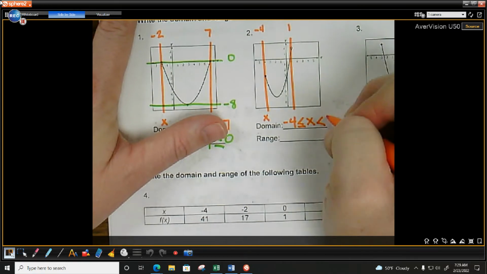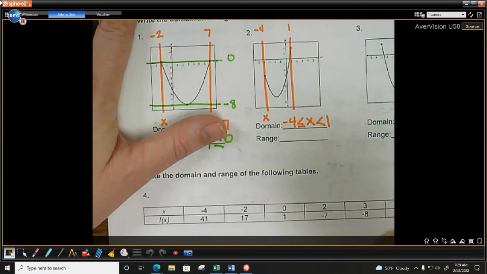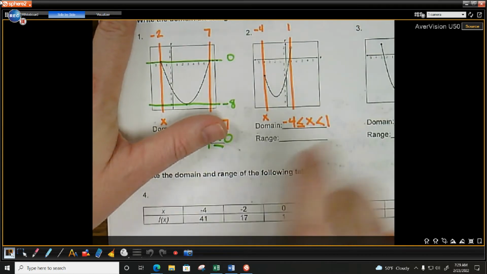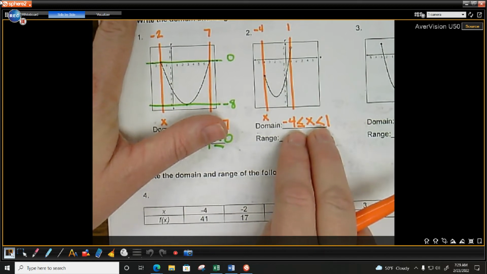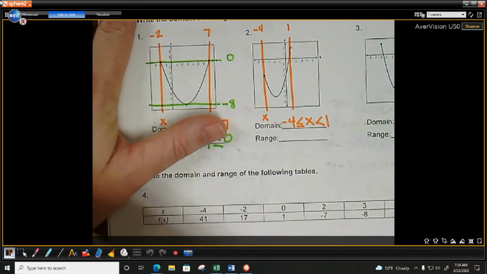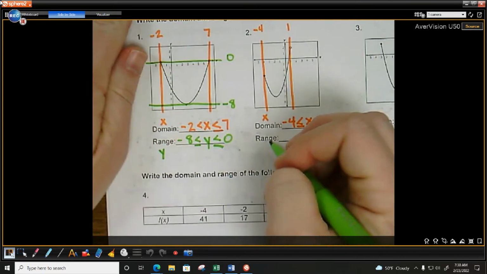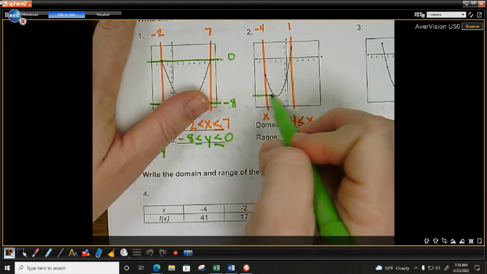Do I put the equal to on 1? No, because I have an open dot at 1. Good with my domain? Is it okay that 1 has an equal to and 1 doesn't? Yes, because they're 2 different values. It's talking about we're including -4, but not 1. That's okay. Range is what variable? Y. Draw a line at the bottom.